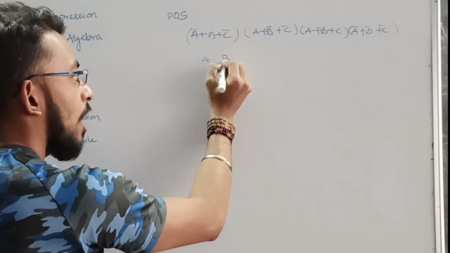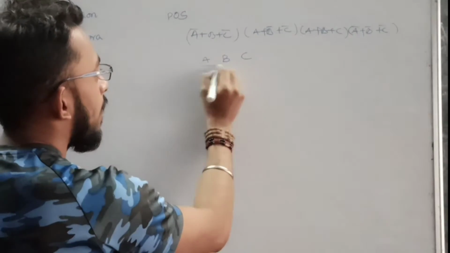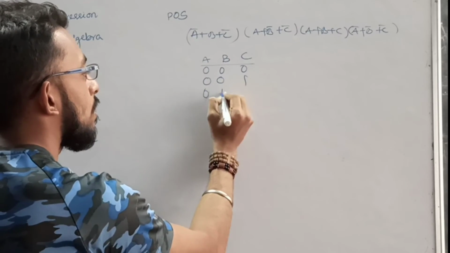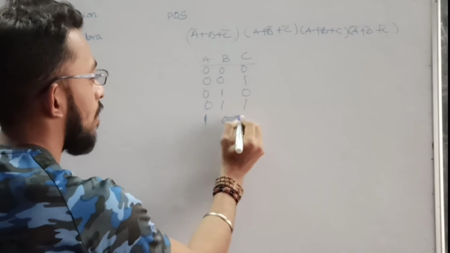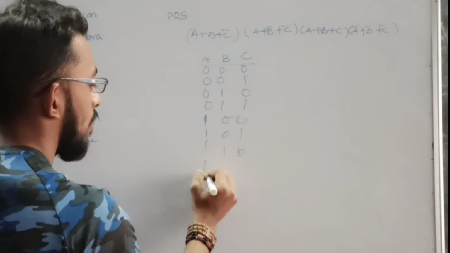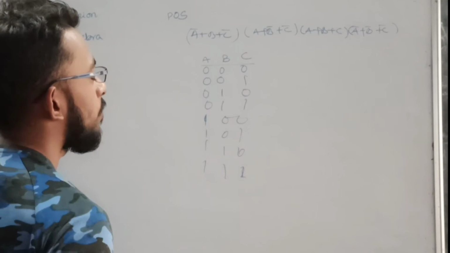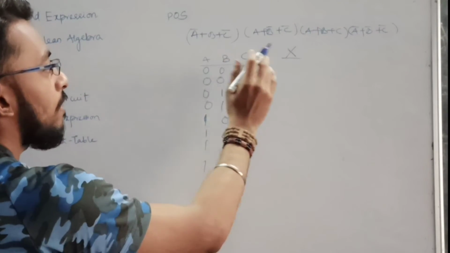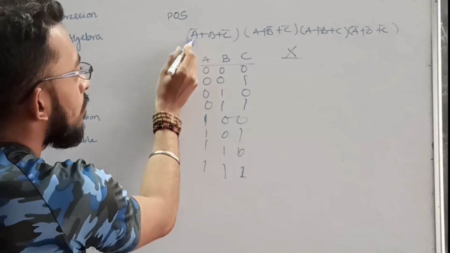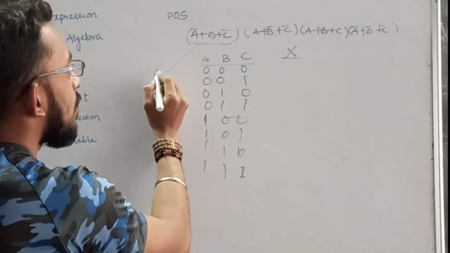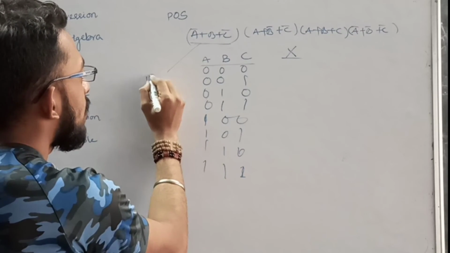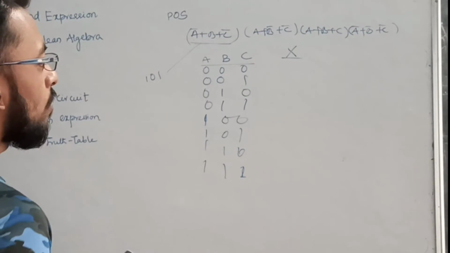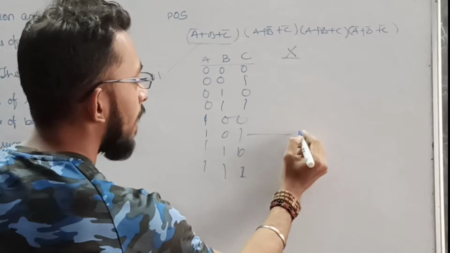So again you have to check how many variables. 3 variables, A, B, C. Write down the combinations. These are the combinations that are possible for 3 inputs. Here, for which values will I take the output? I will take the values that are given in my POS form. What is this term? It is nothing but 1 0 1. Because for POS, A bar means 1, B means 0. So for 1 0 1 I am going to write 0.